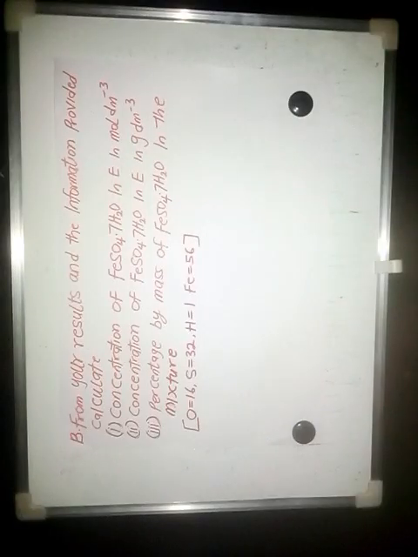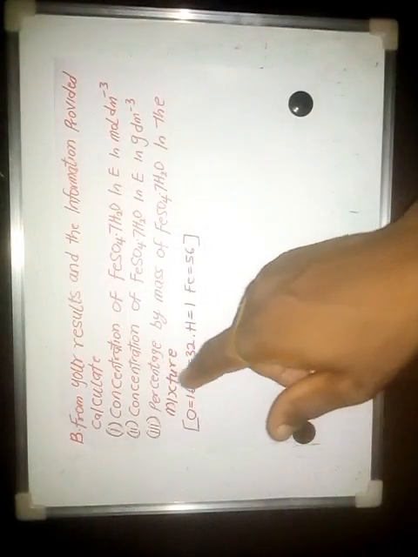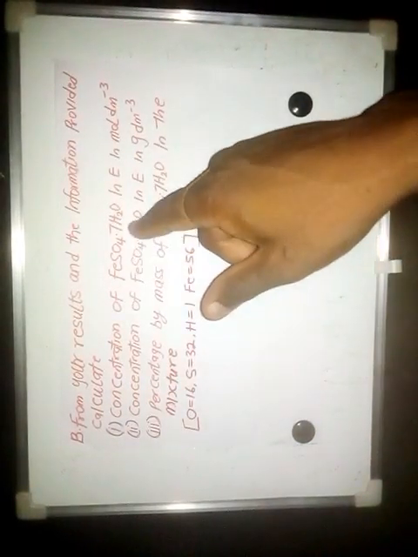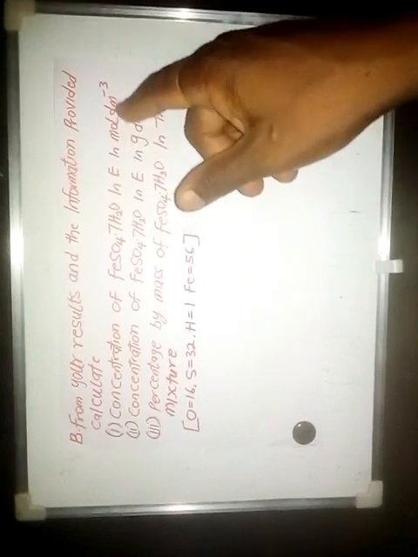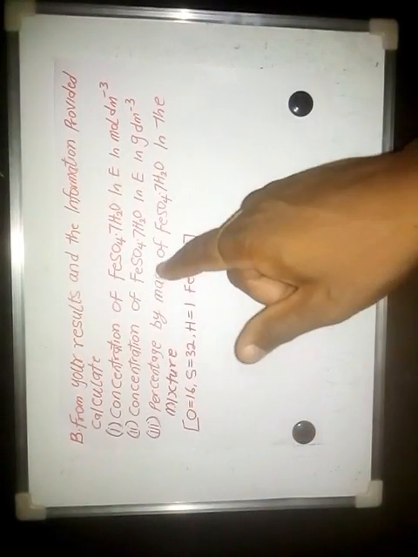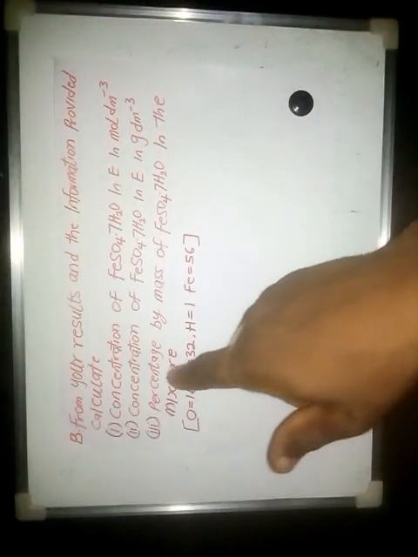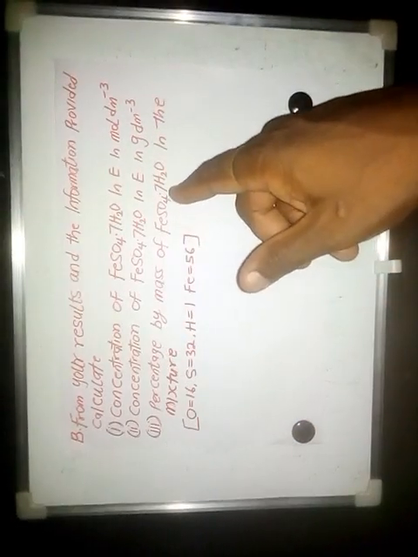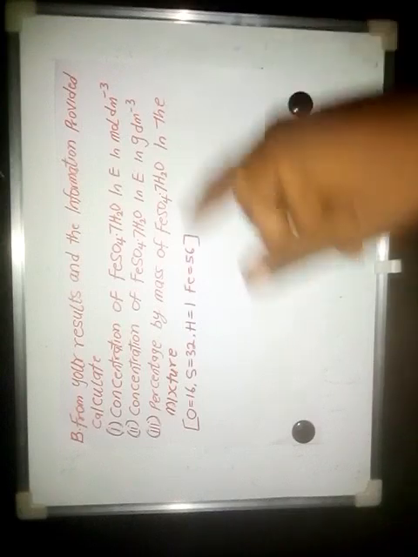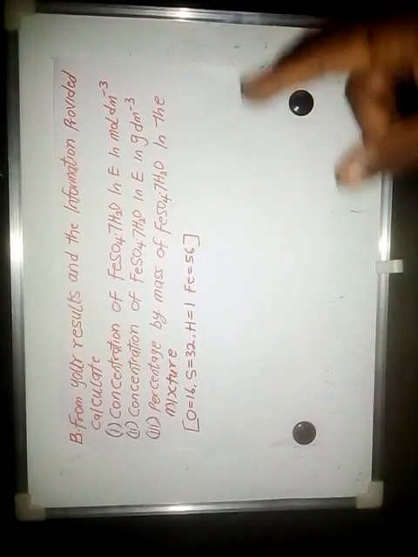So let's look at the other part of the question. From the result and information provided, calculate the concentration of FeSO4.7H2O in E in mole per dm cube, the concentration of FeSO4.7H2O in E in gram per dm cube, and the percentage by mass of FeSO4.7H2O in the mixture. So these are the molar masses. When I start to calculate, you can always go back to your question since you have the question now.